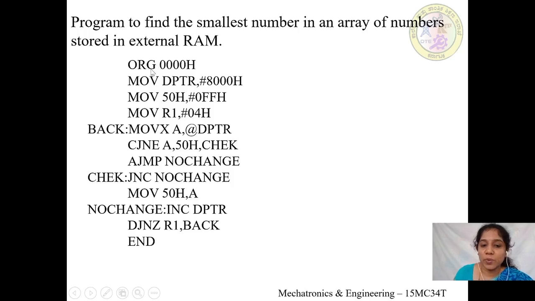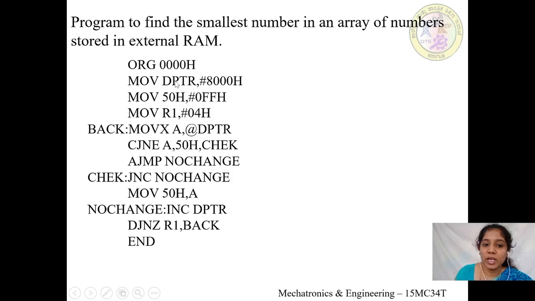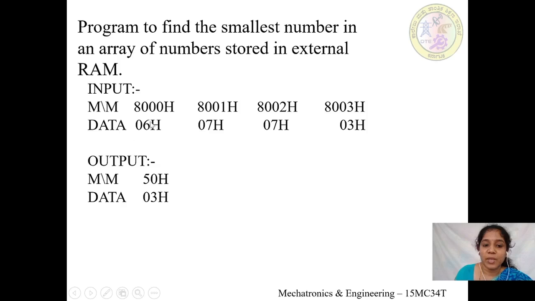So we'll start with the origin. The data pointer is at which memory location? 8000H. So we are taking MOV DPTR, #8000H. This is the external memory pointer. And then the internal memory pointer is located at 50H.